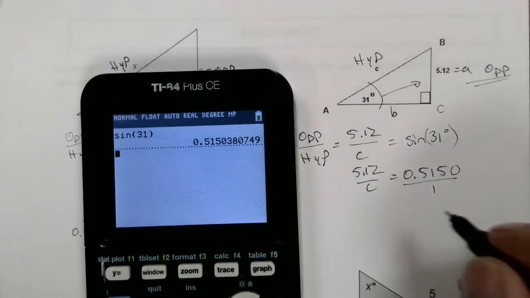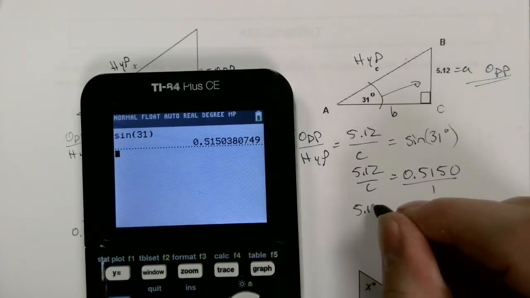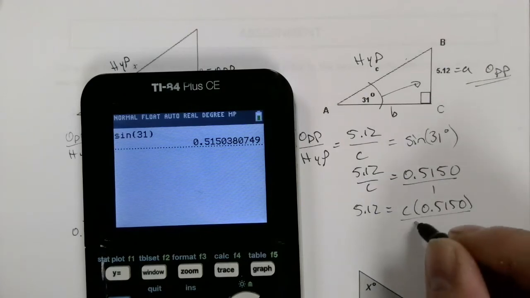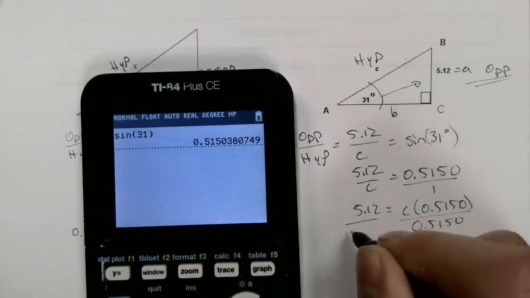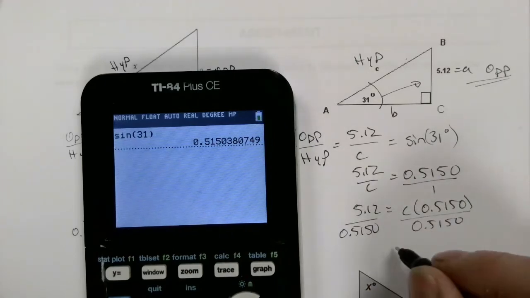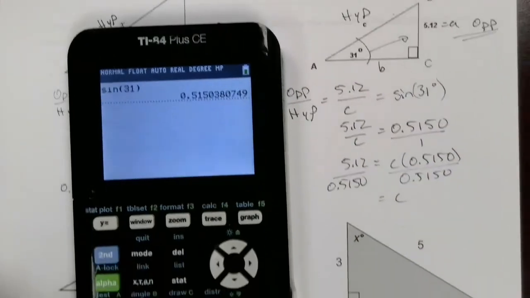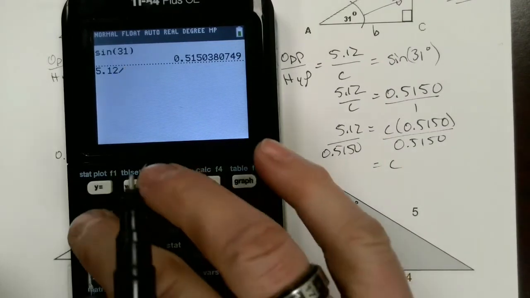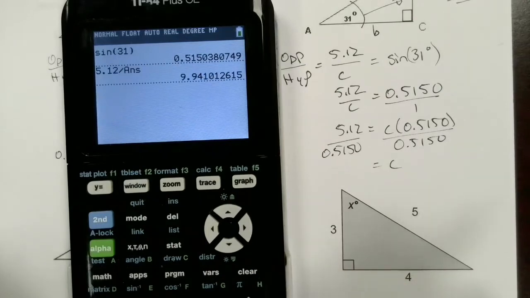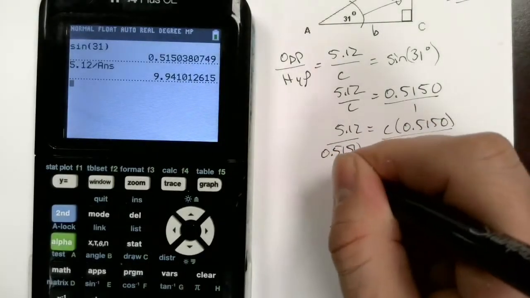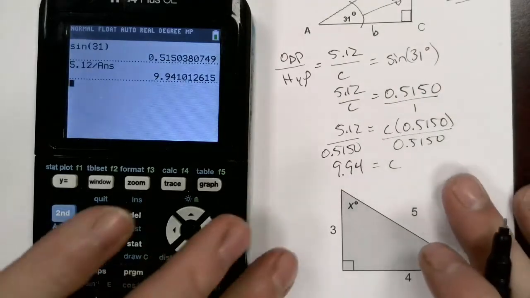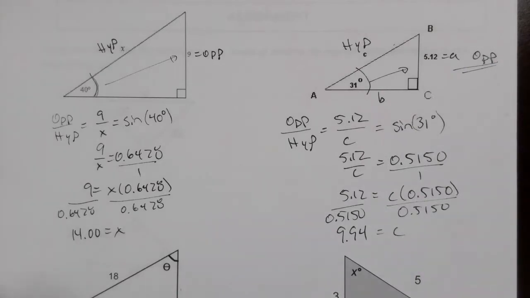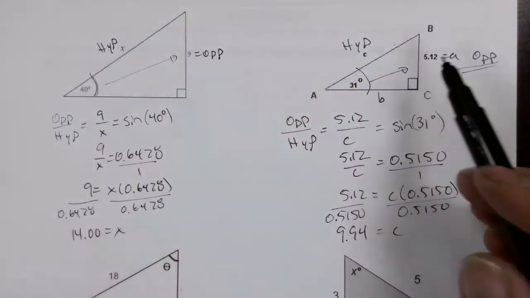Think of that as over 1. So when I cross multiply, it'll be 5.12 is equal to c multiplied by 0.5150. And then for me to get c by itself, I divide both sides by 0.5150. And so here we go. 5.12 divided by that answer that I just came up with, and I get 9.94 is my hypotenuse. And again, I find it reassuring that the hypotenuse is the largest side. Well, at least compared to those two right there, the hypotenuse is larger than the leg. That's good.